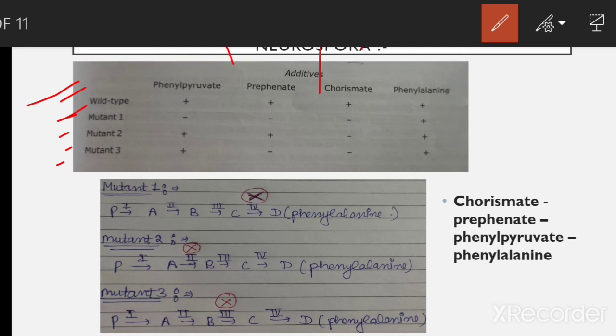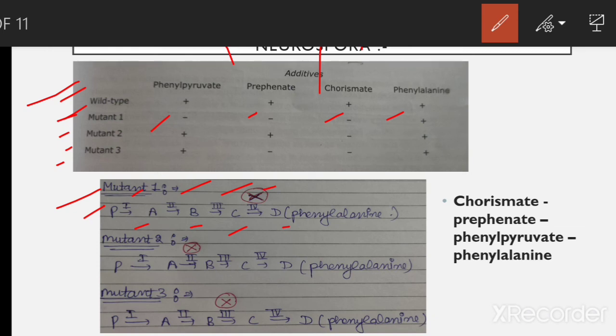But in mutant first, we can see here that it couldn't grow on phenylpyruvate, prephenate, and chorismate, but it has the capability to grow on phenylalanine. The plus sign here represents the ability to grow, and the negative sign represents the inability to grow. So we can see in the mutant type, this P represents the precursor, A the first substrate, B the second substrate, C the third substrate, and the final product phenylalanine. So first, second, third, fourth represent the enzymes.